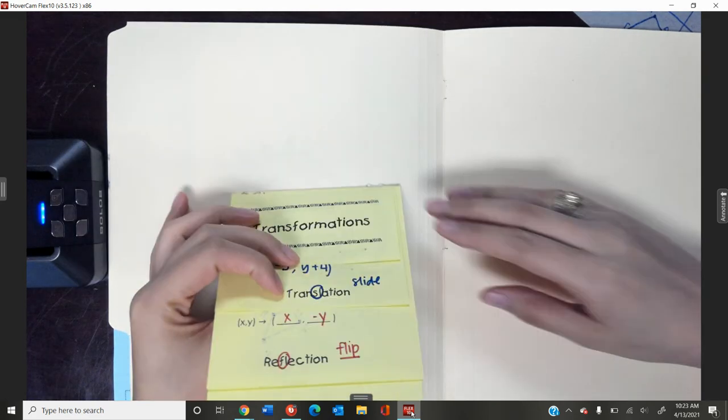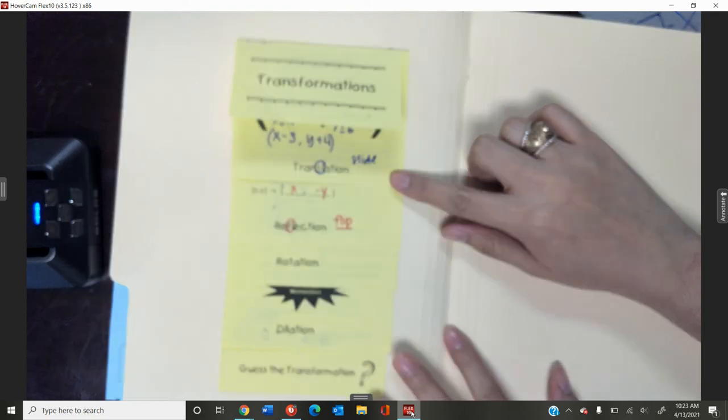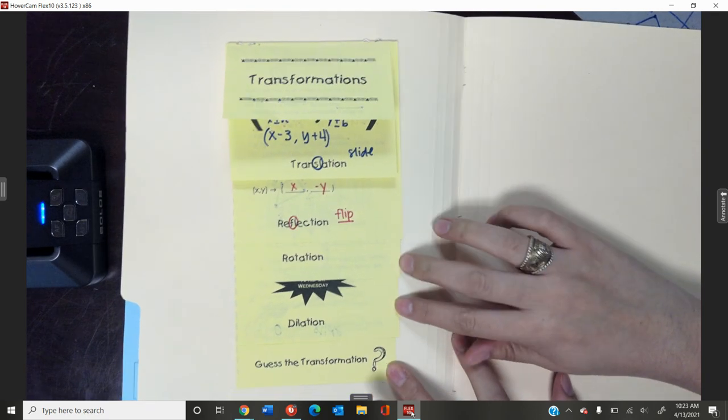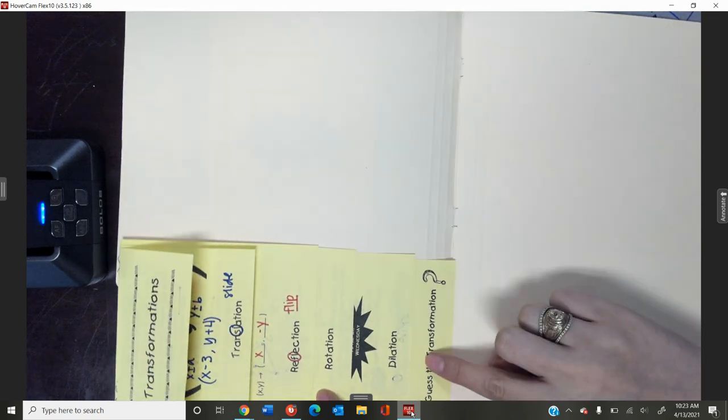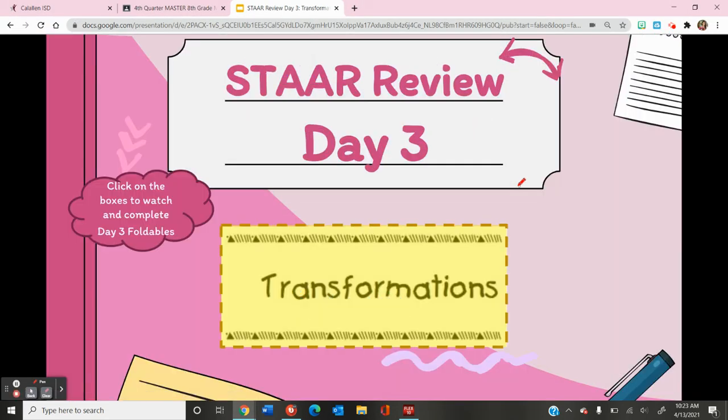So going through my foldable again, our types of transformations are translations, reflections, rotations, and dilations. So again, you're going to glue this at the bottom of page 3. But that is it for your 4 transformations. So go ahead and complete your assignment for today, and we'll see you again tomorrow for day 4.